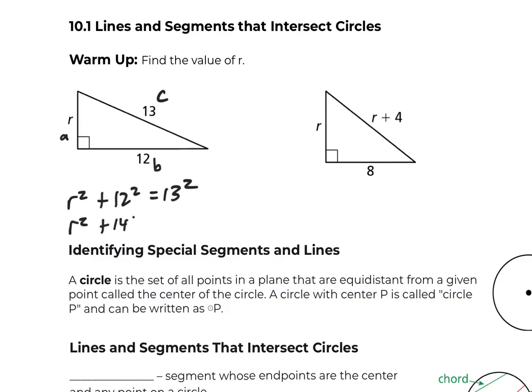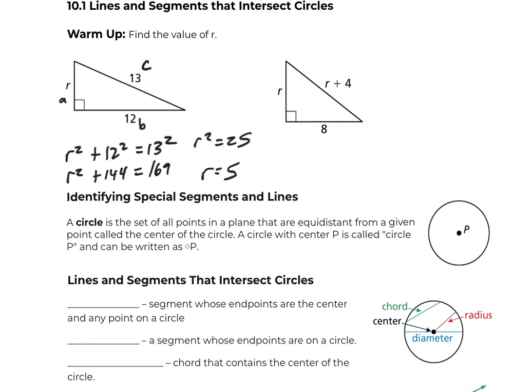12 squared would be 144. 13 squared would be 169. So that gives me R squared equals 25. So R would be 5. Take the square root of 25. Okay, we've done one like that before. Just kind of a reminder of what we would use there. We're going to see the Pythagorean theorem used a lot the rest of the year. Okay, and there's going to be different times where it's going to show up.